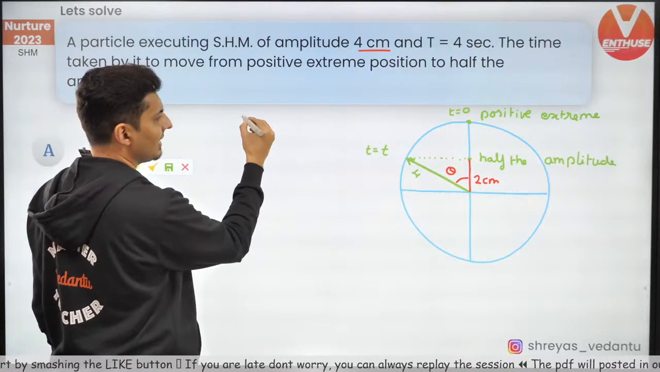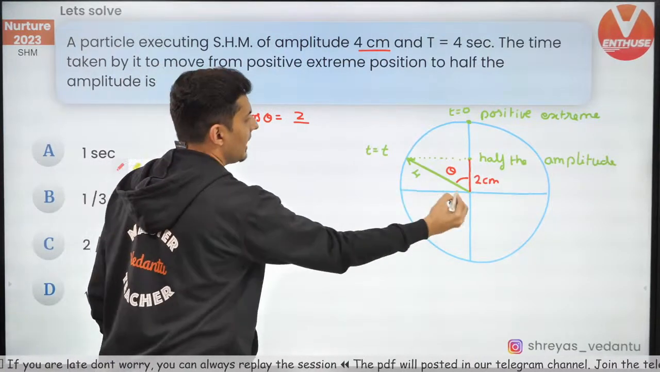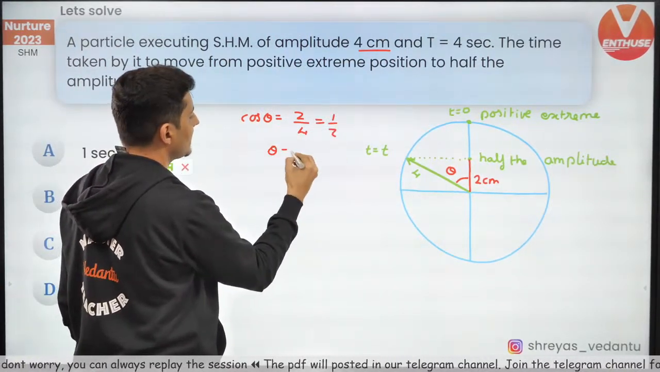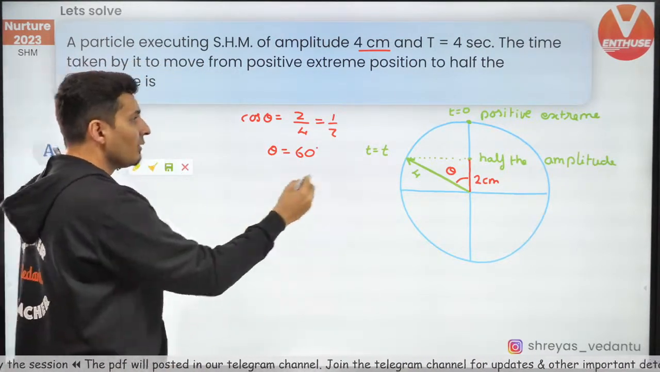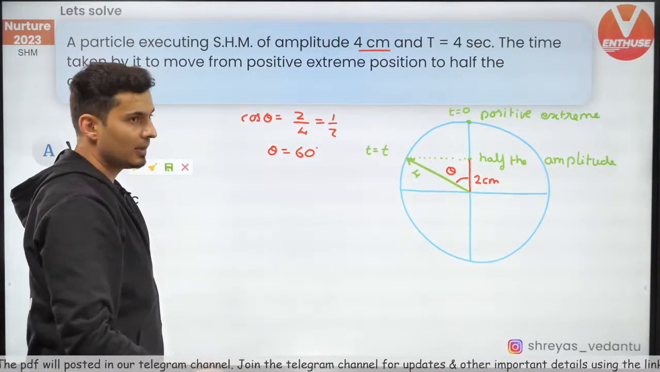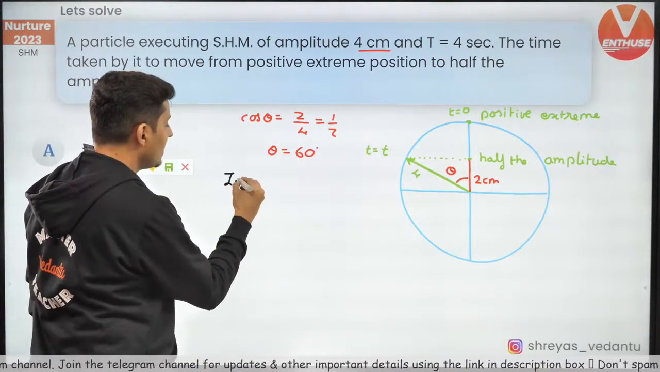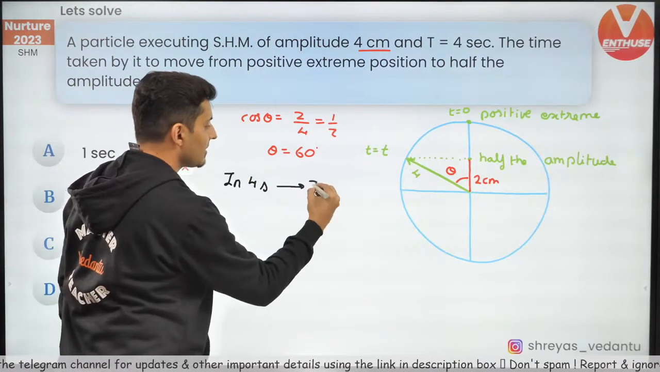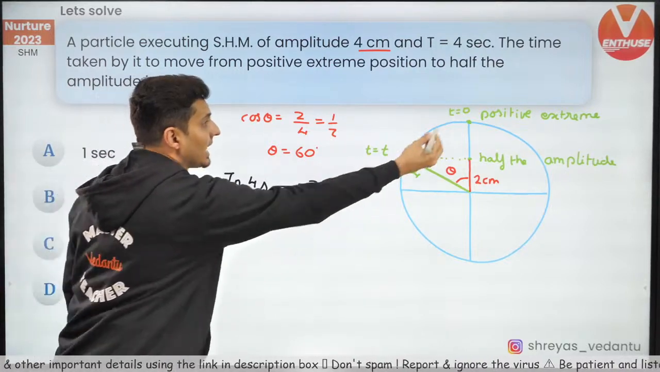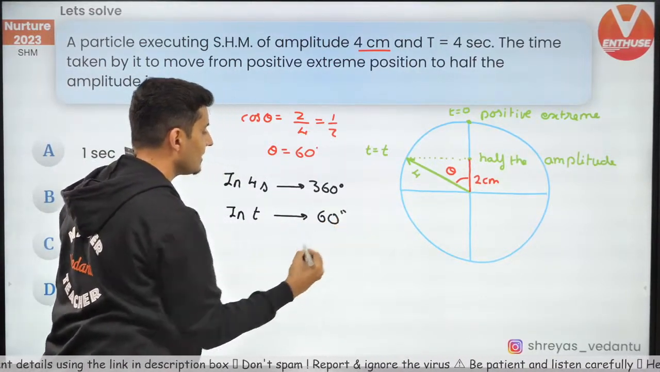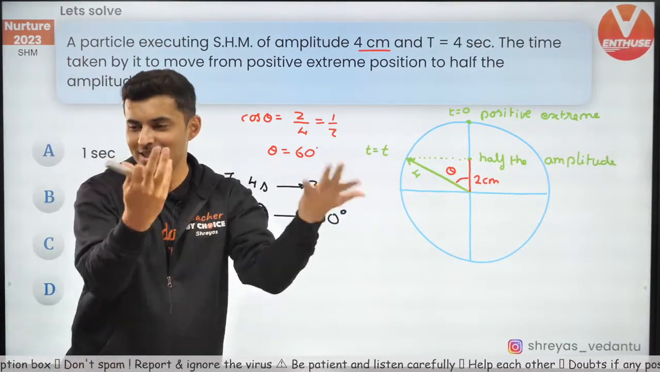And I can use again, I think, cosine theta. Cos theta in this right angle triangle will be adjacent by hypotenuse, which is half. So theta is 60 degrees. Now I have a simple question for all of you. For this particle to go around the entire circle, it takes 4 seconds. So in 4 seconds, it covers 360 degrees. In t seconds, it covers 60 degrees. So the question is, how much is this t? Can you quickly tell me how much is this t?